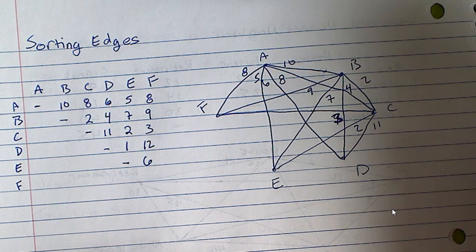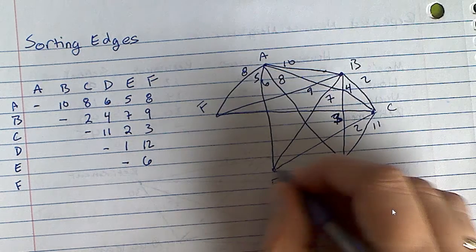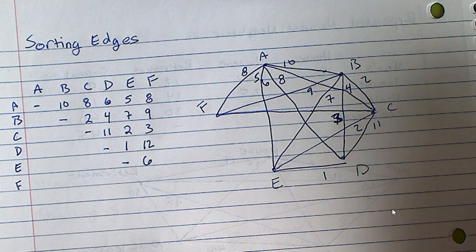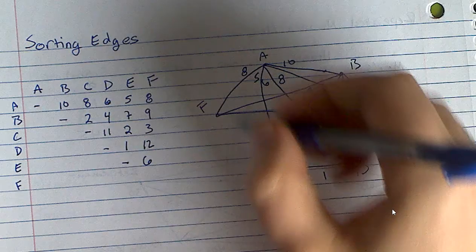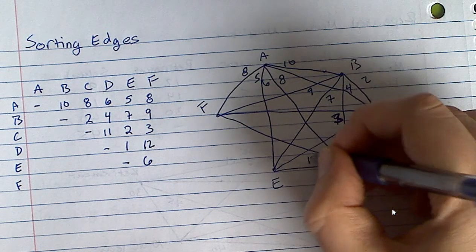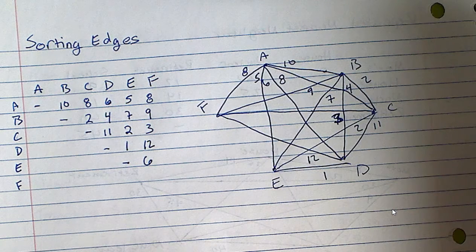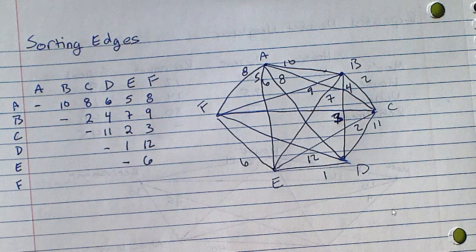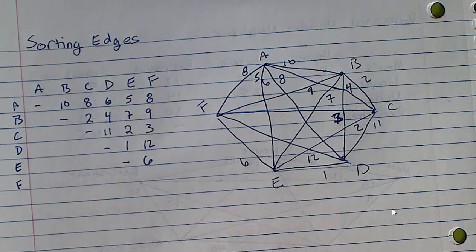And then D to E is 1. And then D to F is 12. And then E to F is 6. Okay. So you end up with this graph that's a little more complicated than the ones that we've been seeing before. Right? Yes, no, maybe so?